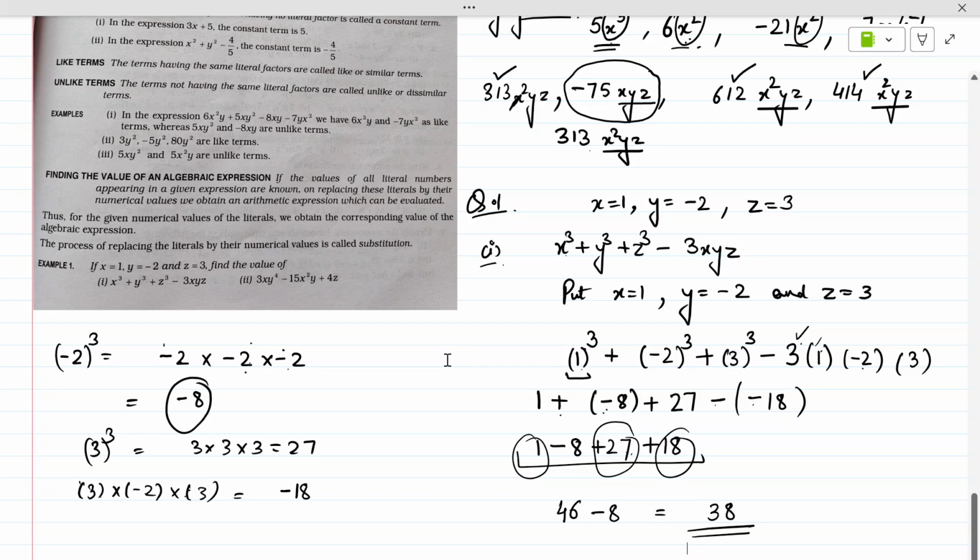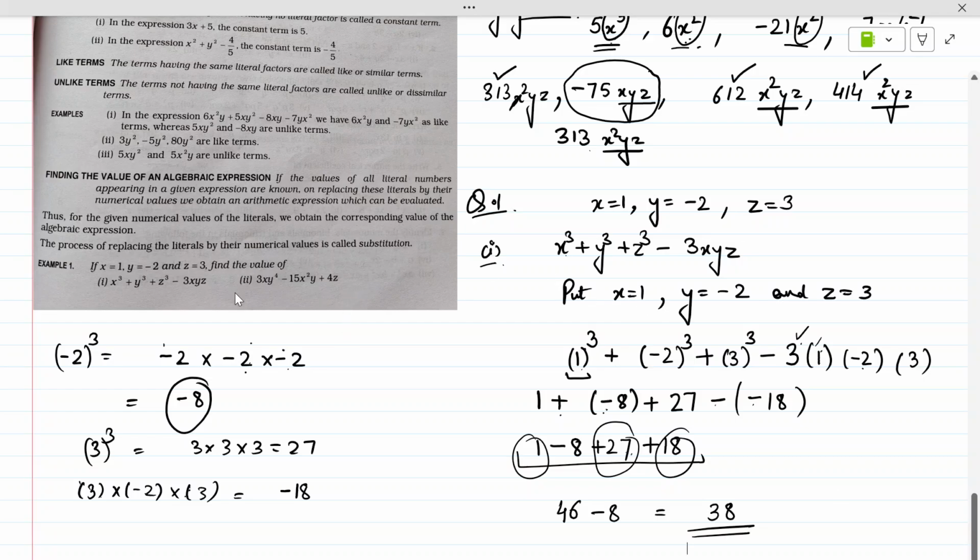Just put the values, solve them, and always use the brackets while solving them. And if at all you think that you're not able to solve this, please go to the chapter Integers, where I have told all the formulas and we have already done them. Revise it and then start solving this chapter. Okay, so this is one example.